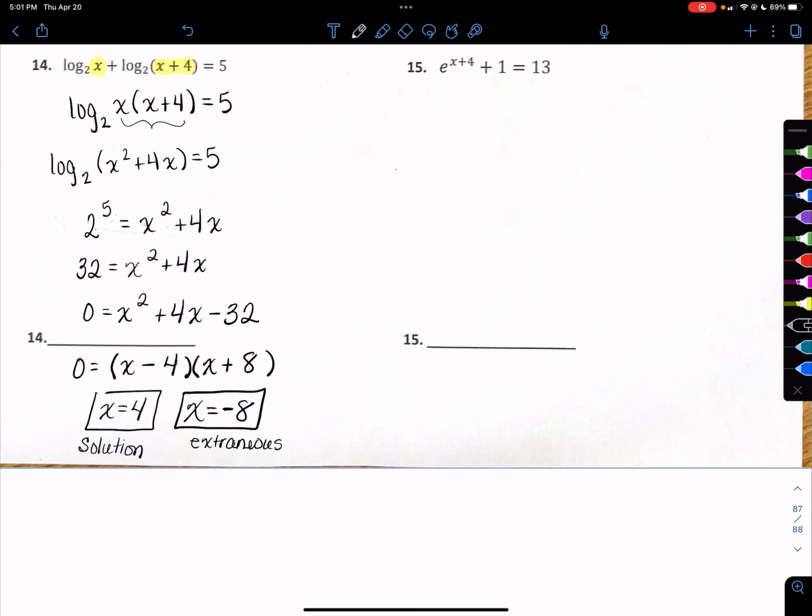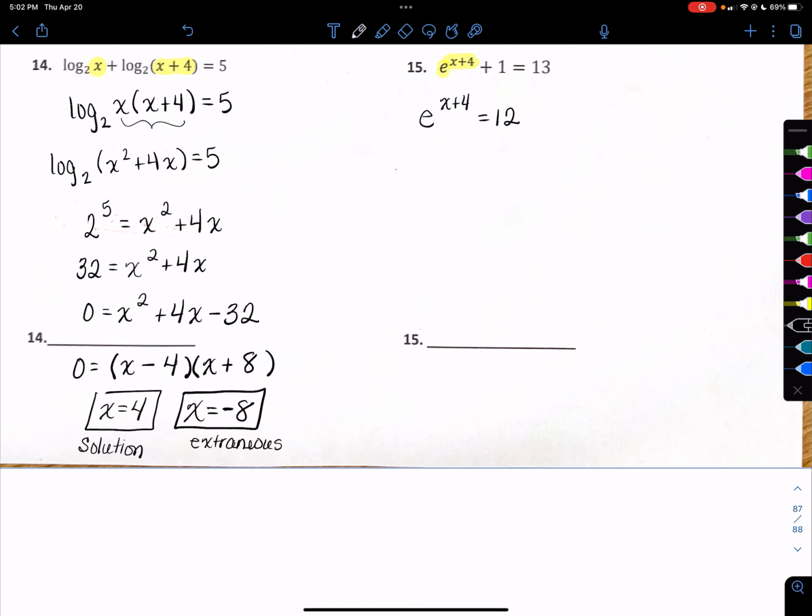Okay, last one, number 15. Now I'm starting out with exponential. When I'm starting with exponential, all I need is the base and the exponent. Anything extra, I need to move. So I have a base, and I have the exponent. So that plus 1 needs to move. So I will have e to the power of x plus 4 equals 13 minus 1 gives me 12.